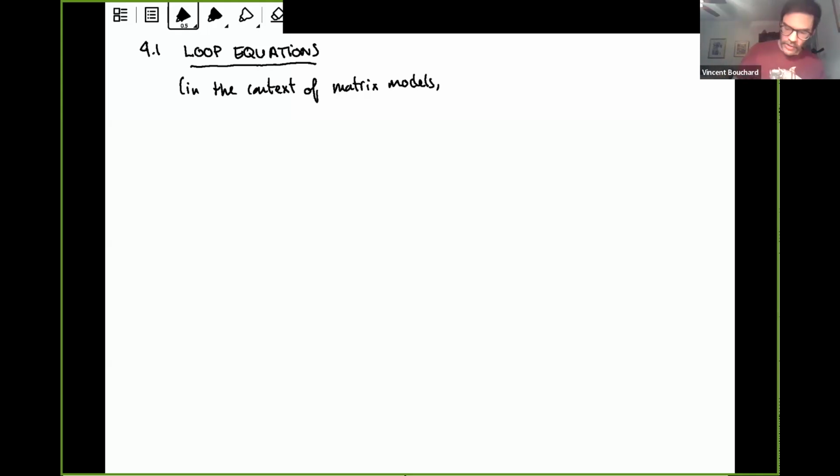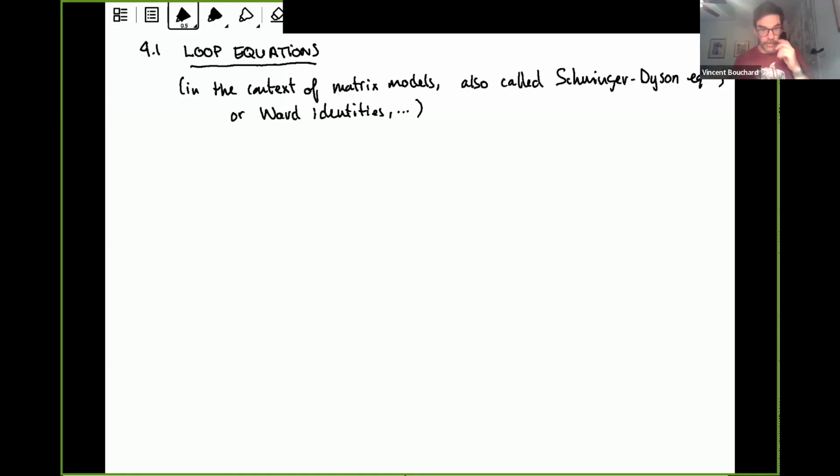In the context of matrix models, these equations, the loop equations, sometimes have different names. You may see them called Schwinger-Dyson equations or Dyson-Schwinger, depending on the person writing the paper. They're also called Ward identities, because they are the Ward identities as in quantum field theories. Probably there are other names too, but the main names are these, and loop equations is what I'm going to use here.